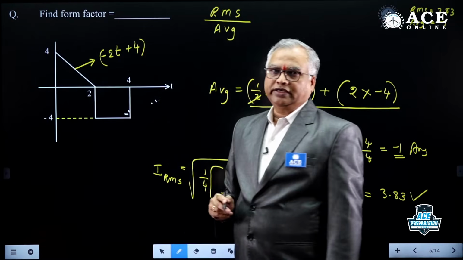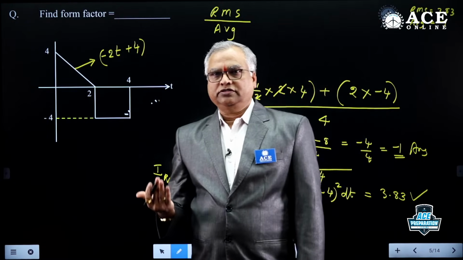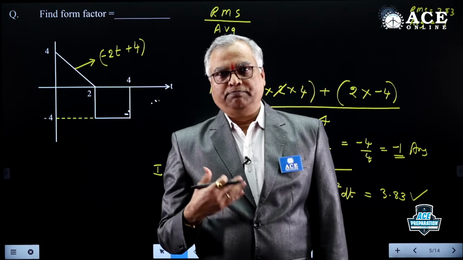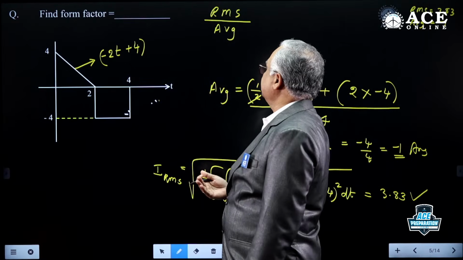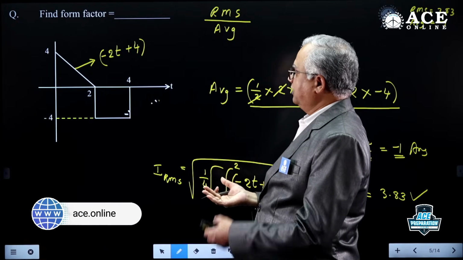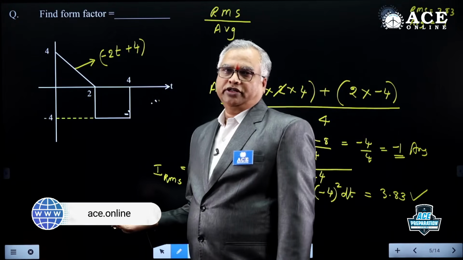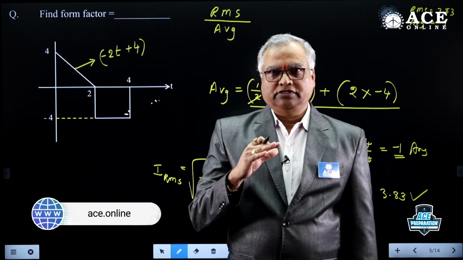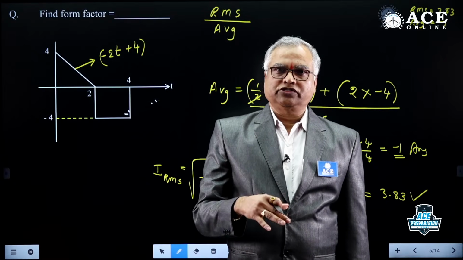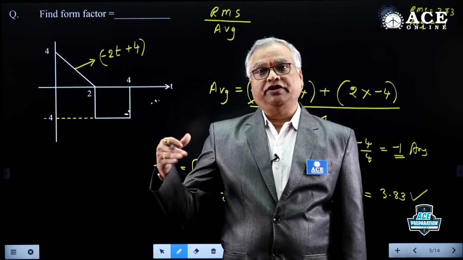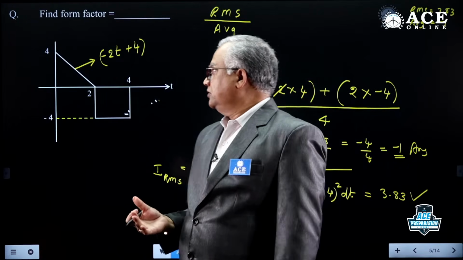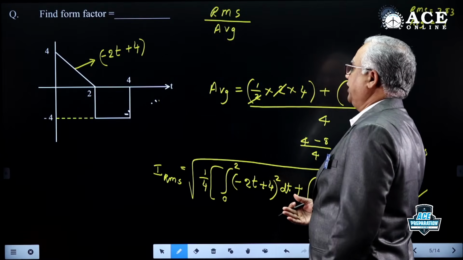In the exam sometimes they ask only average, sometimes RMS, sometimes form factor, sometimes peak factor. Peak factor is peak value by RMS. Sometimes sinusoidal, sometimes non-sinusoidal, sometimes sinusoidal with the same frequency and different phases, sinusoidal with different frequencies and different phases. So it is another big, important topic. So I have solved one problem, how to find form factor.